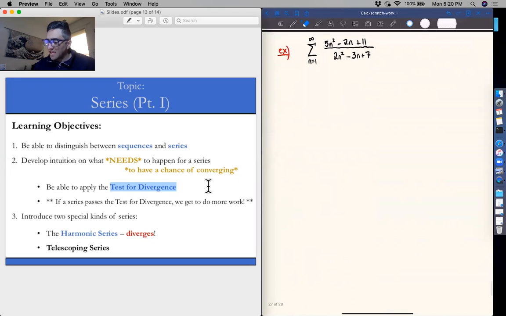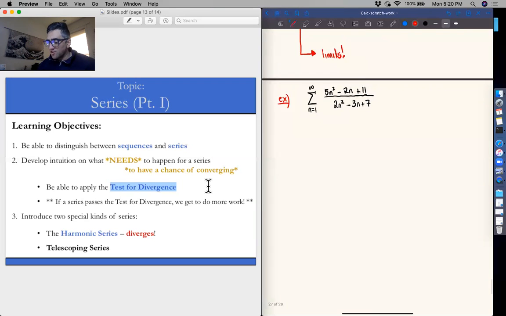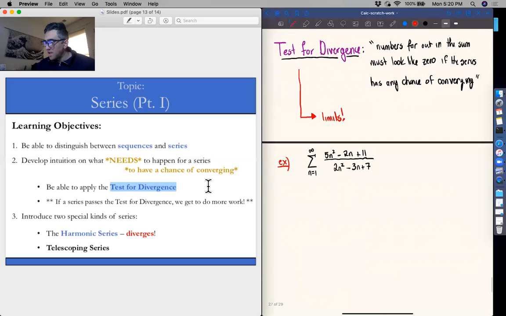So let's talk about this infinite series here. And remember, what this series represents is an infinite sum. For every single n value, when n equals 1, we plug it into that function. We add to it the value of that function when n equals 2, when n equals 3, when n equals 4, and so on. And what we want to know right off the bat for the test for divergence is what those terms far out in the sum look like. They must look like 0 if this series has any chance of converging.